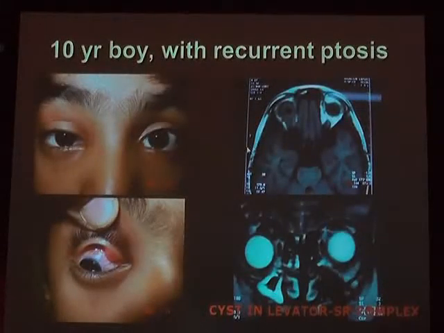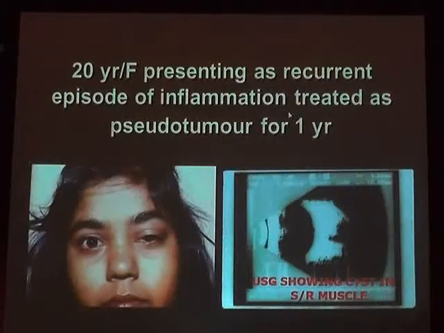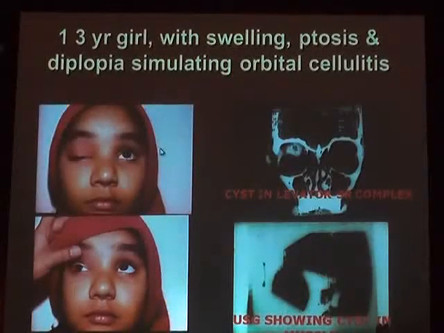The one with recurrent ptosis presenting with recurrent episodes of inflammation in the superior orbit again had a parasite in the superior rectus muscle, and the scolex is visible. This girl, who had recurrent attacks of inflammation treated as non-specific orbital inflammation, also had a cysticercosis. And the same was true for the girl with presentation as an acute inflammation, where there was an enlarged superior rectus muscle with a cyst and a scolex.